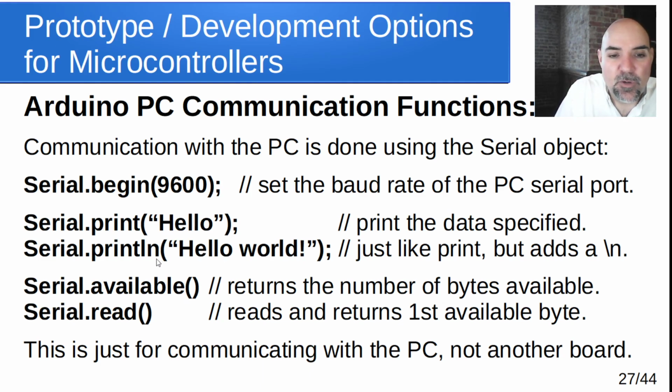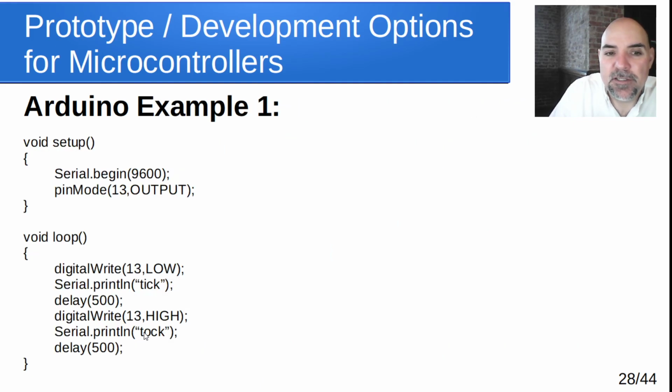Now, so this is one way to write things out. Here's a way to read things in: you first use serial.available. It tells you how many bytes have come in. And then serial.read reads one of the bytes, and you can do something based on that. So you can put that in an if statement and say, if serial.read equals capital A, then they sent me the letter A, take some action based on that. That could be used for communicating with the PC to talk to your board.